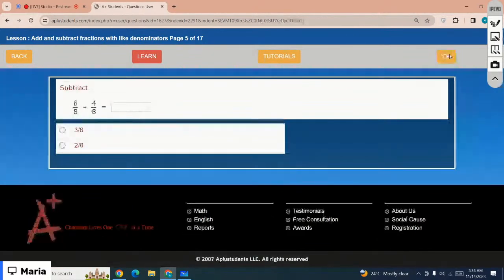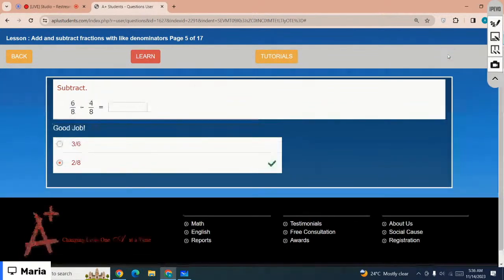6 over 8 minus 4 over 8. Which is the correct option? Yes, the correct option is 2 over 8, right? They have like denominators. You simply need to subtract their numerators.